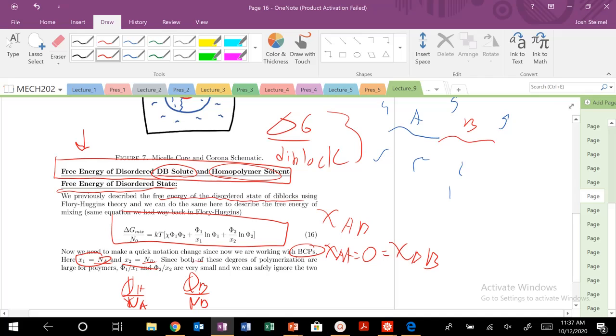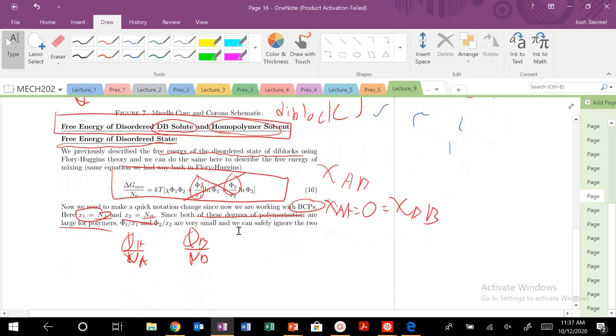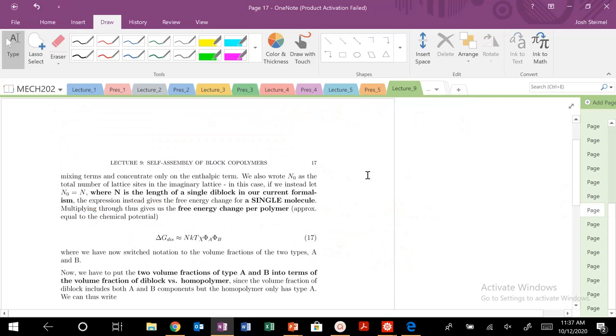We know that the degrees of polymerization are going to be very large for polymers, so these two terms are going to be very, very small. It's a very reasonable assumption that we could ignore those two terms. What are we doing here? Effectively, we're ignoring the delta S of mixing. That's what we're saying by those large and small values. So the term that we're left with is only our enthalpic term. The delta G of our disordered state is approximately this NkT chi, where chi is this chi kB as well.